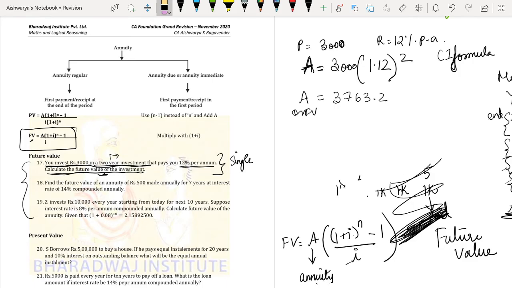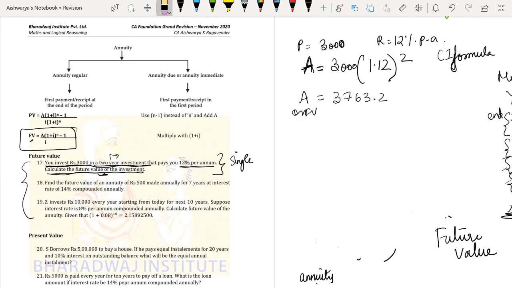Yeah. So now you see future value of an annuity made annually. Here they are specifically mentioning to you that it is an annuity and it is made annually. So what do we do in this particular situation? In this situation, we will use the annuity formula.